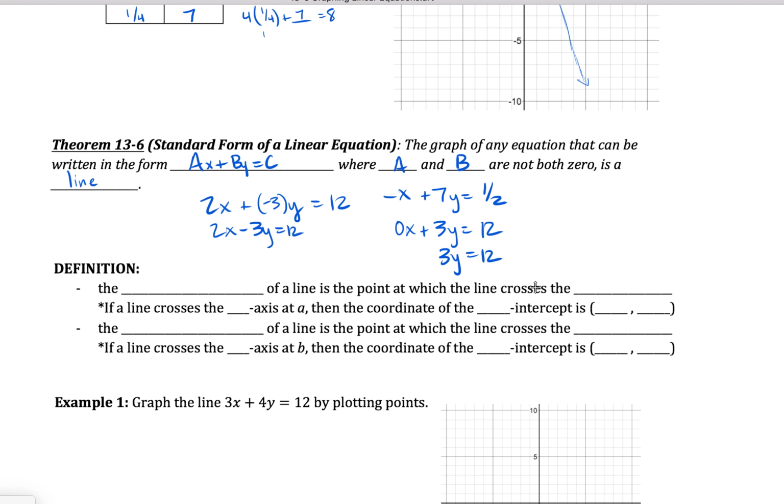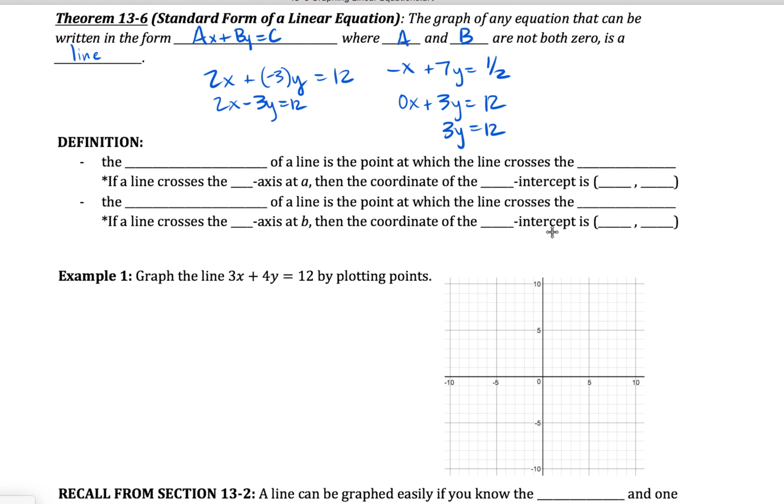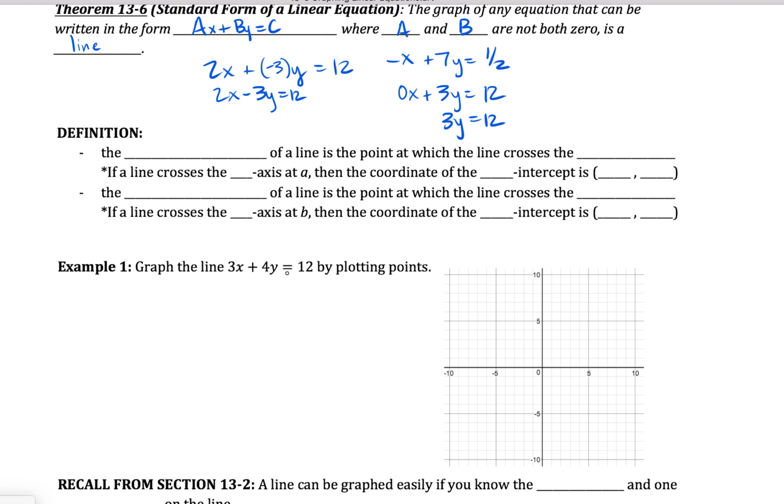Now, before I get on to example 1, which is where we're going to graph another linear equation by plotting points, I need to remind you of a couple terms that you learned back in Algebra 1 that you might have forgotten about. They're called the x-intercept and the y-intercept. And these are both related to each other.